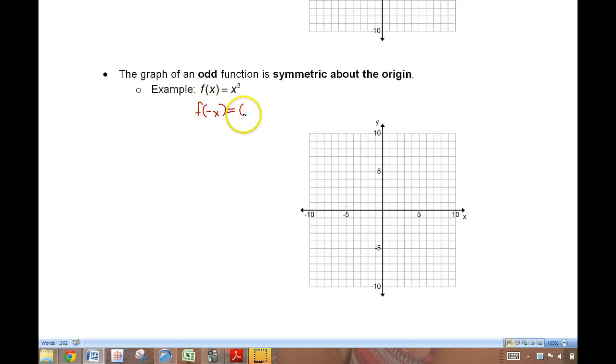All right. Okay, here, what happens when you cube a negative? A negative times a negative times a negative is still negative. So notice I basically ended up with the opposite of what I started with. And this one is symmetric with respect to the origin. So it means if I have a point here, I also have it in the third quadrant.